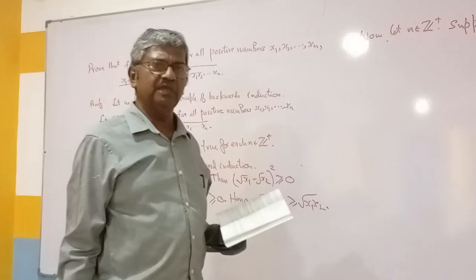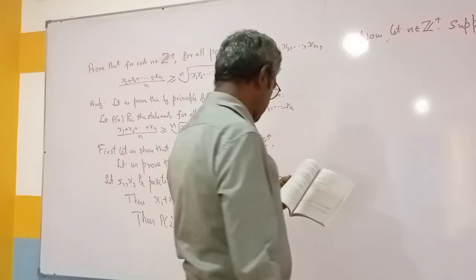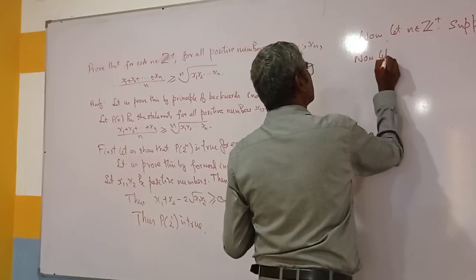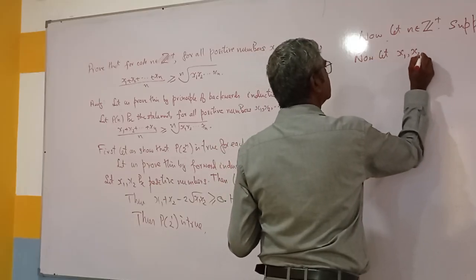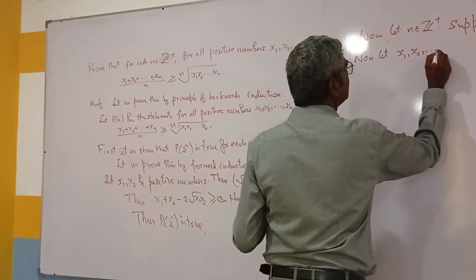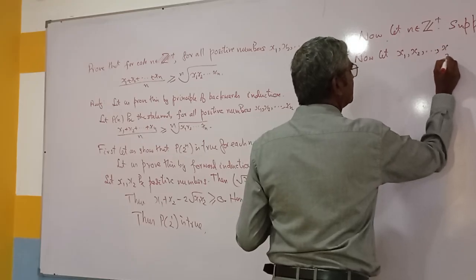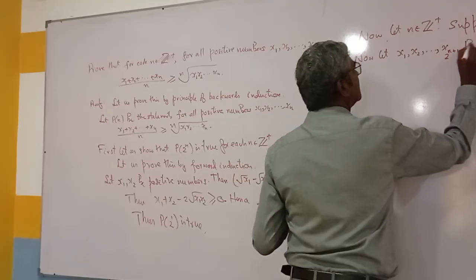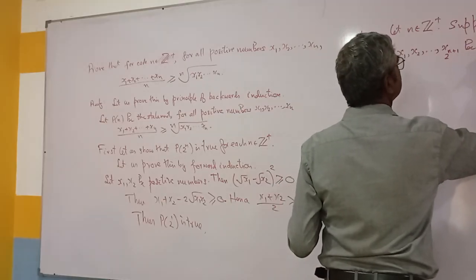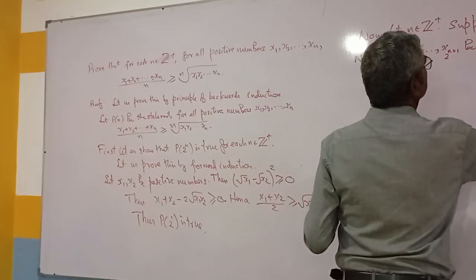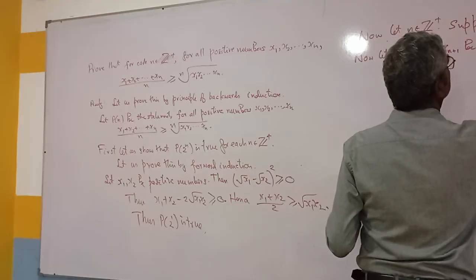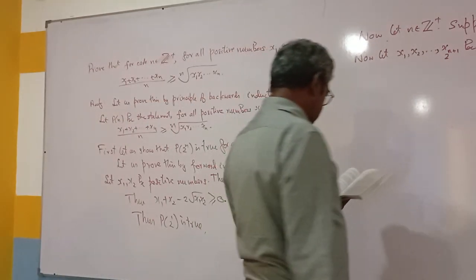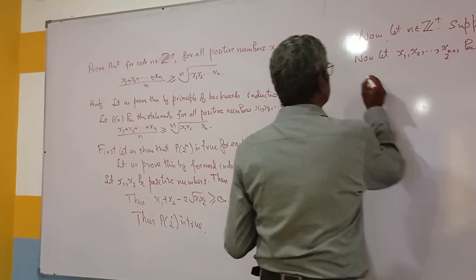Now we will prove P of 2 to the n plus 1 is true. Now let x1, x2, up to x of 2 to the n plus 1 be positive numbers. Consider the two positive numbers.